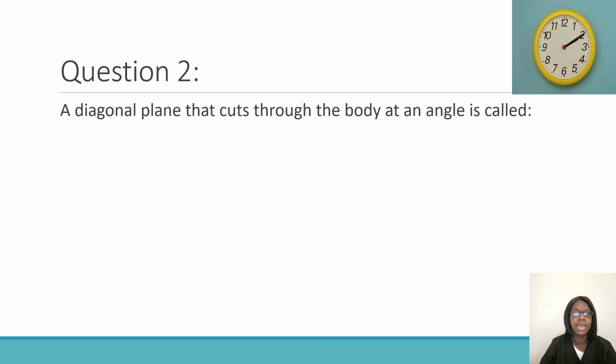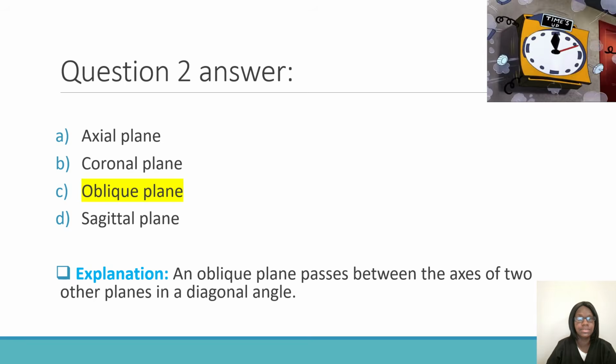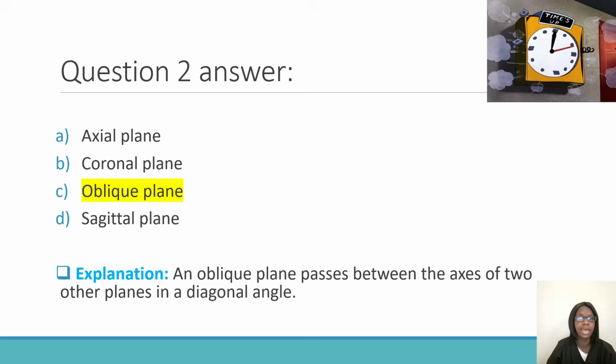Question 2. A diagonal plane that cuts through the body at an angle is called A. Axial plane, B. Coronal plane, C. Oblique plane, or D. Sagittal plane. Okay, the correct answer is C. Oblique plane. An oblique plane passes between the axes of two other planes in a diagonal angle.